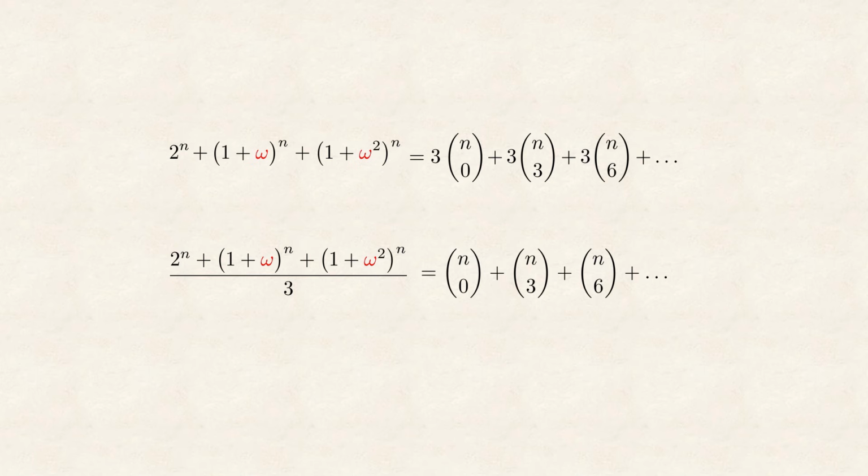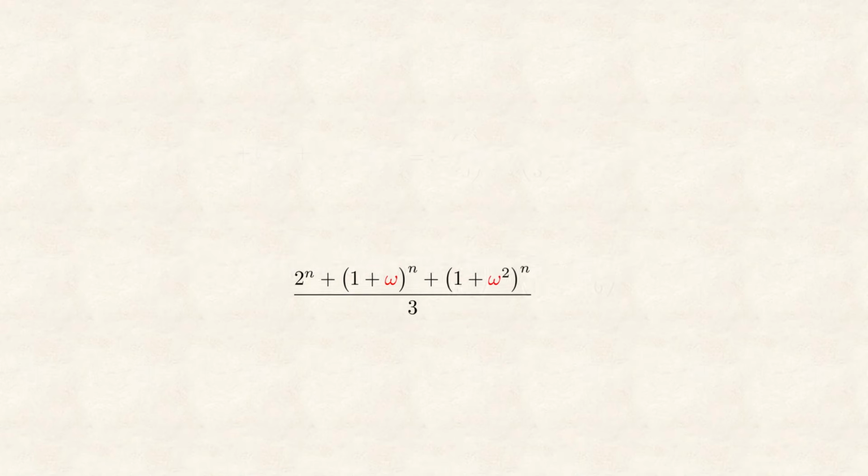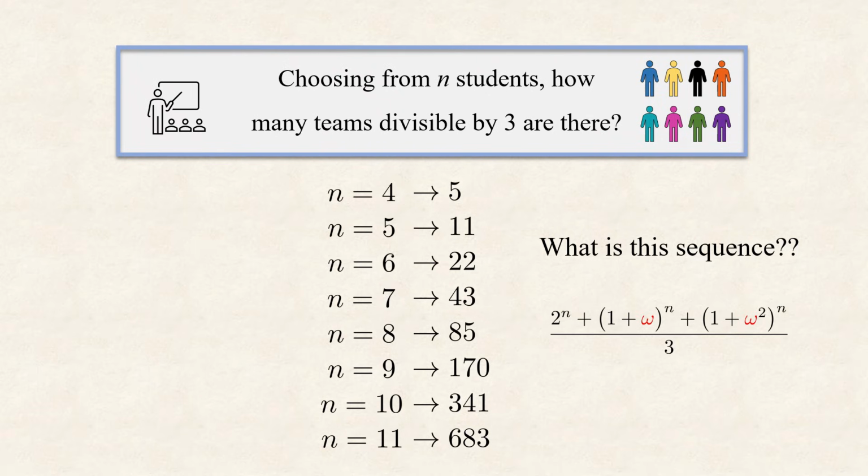This is the formula we were looking for. Before, when we computed some of the first terms, this was the underlying formula. This is the answer to how many groups divisible by 3 there are. And it's remarkable that complex numbers show up, isn't it? But also, right now, this formula is sort of hard to understand. I mean, what even is this stuff right here? Well, it can be simplified a lot.